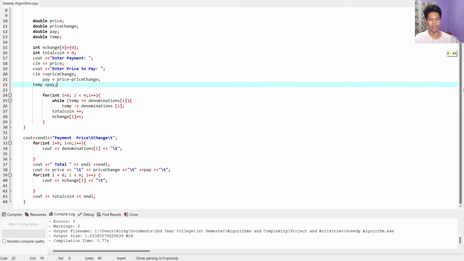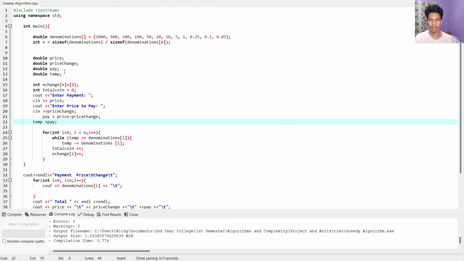That's one of the examples of greedy algorithm. This is a very ideal algorithm for this specific problem, knowing that choosing the best among these denominations is being implemented.